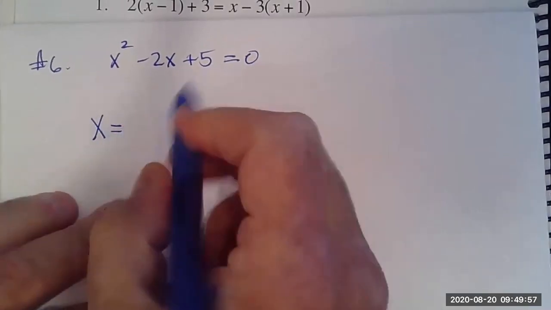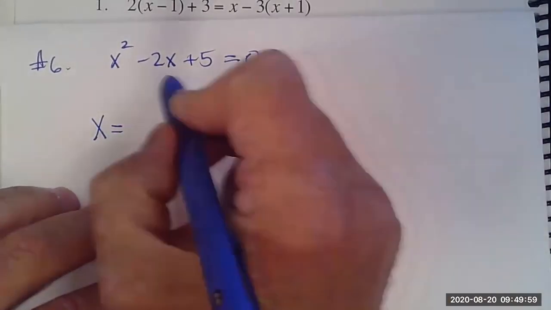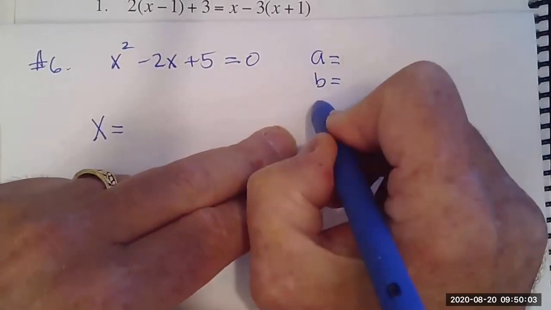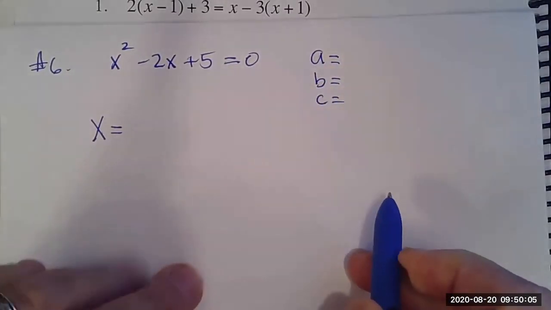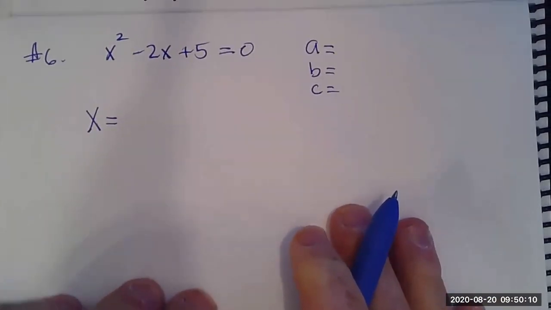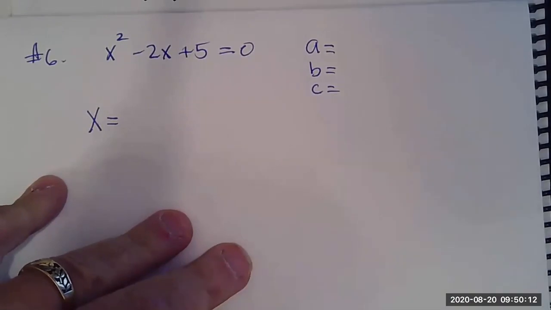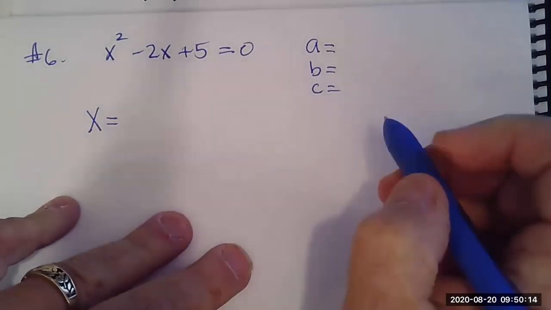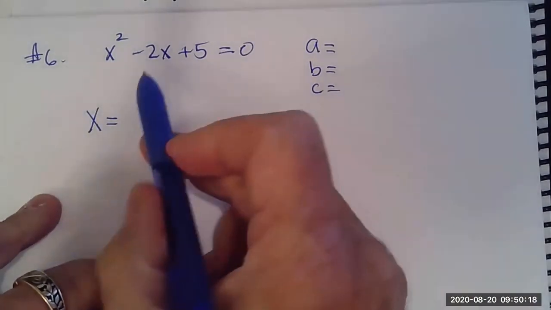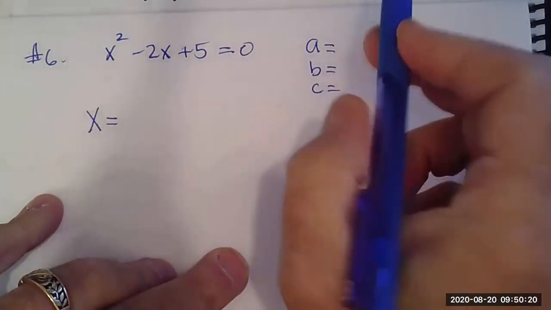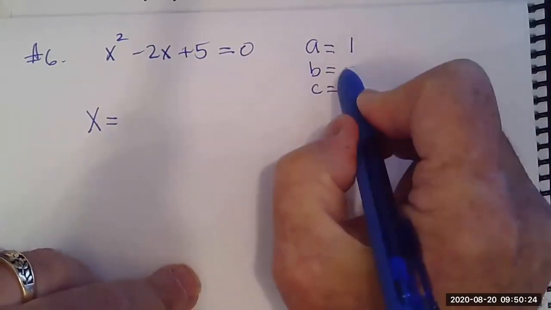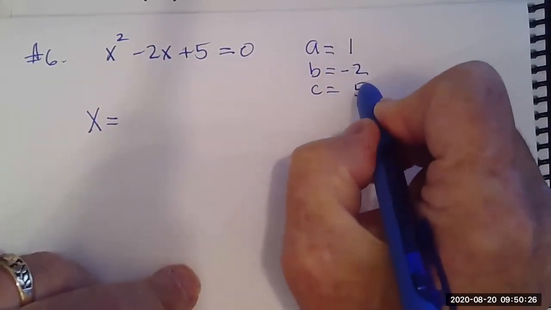You guys remember this? Okay, there's an A, B, and C. Remember the A, B, and C? Anybody remember where you find the A? Or what is the A? And the B and the C? The leading coefficient. Of the x squared. Right, it's the coefficients, and so it has to be in descending order. So what is the coefficient of the x squared? 1. Correct. This is -2, and this is +5.